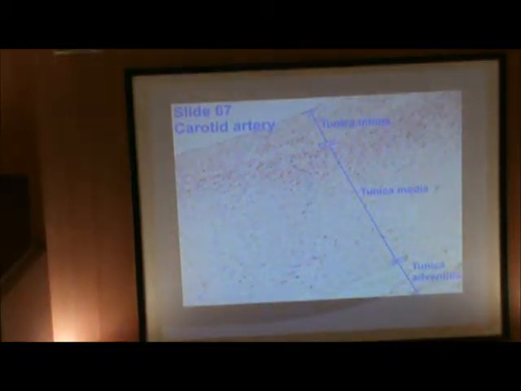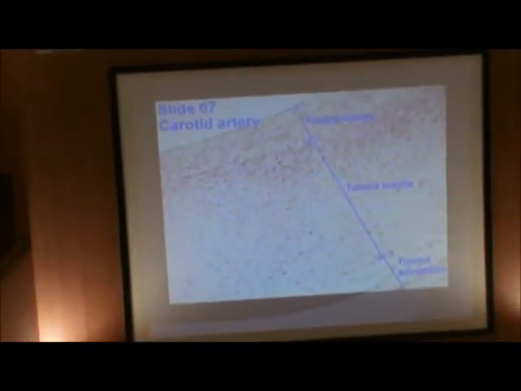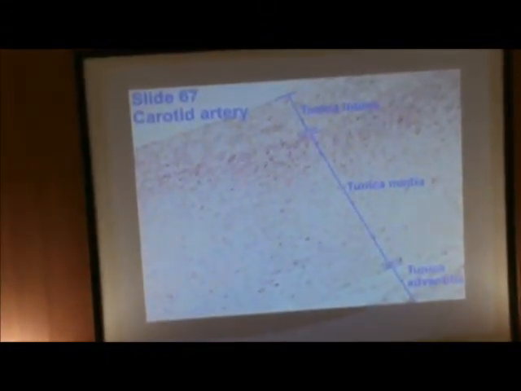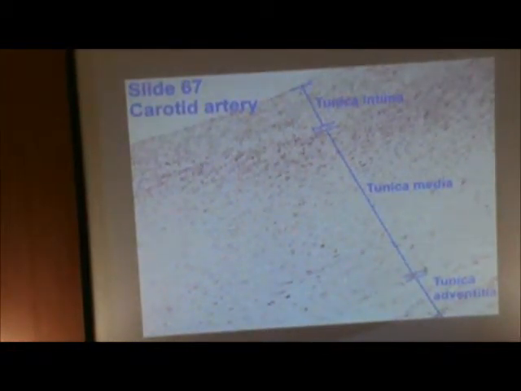This slide shows thick wall of elastic artery, and we have very well visible 3 layers. Tunica intima, tunica media, and tunica adventitia. Elastic arteries have thick wall and variable quantities of elastic material.